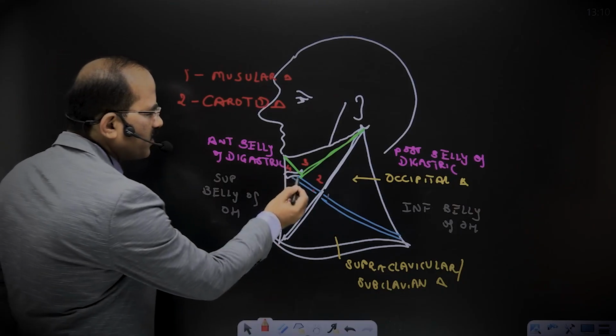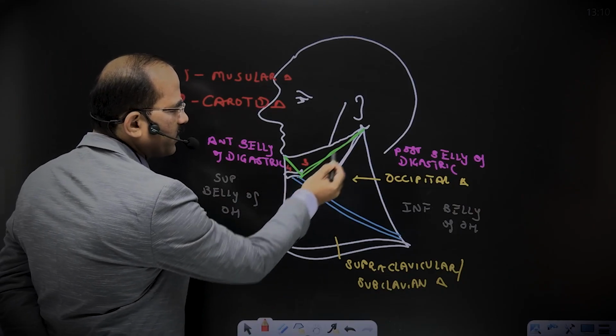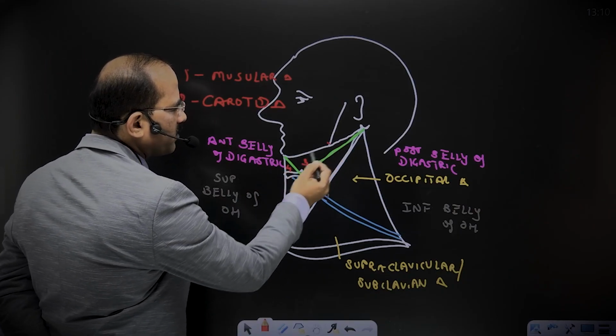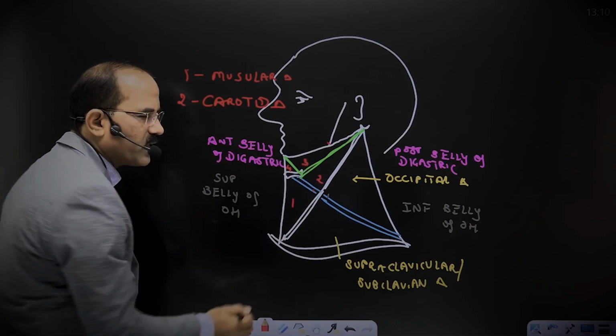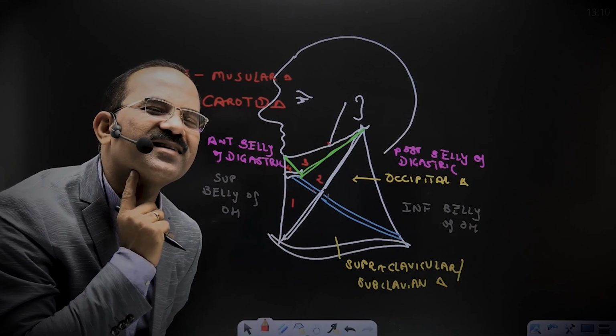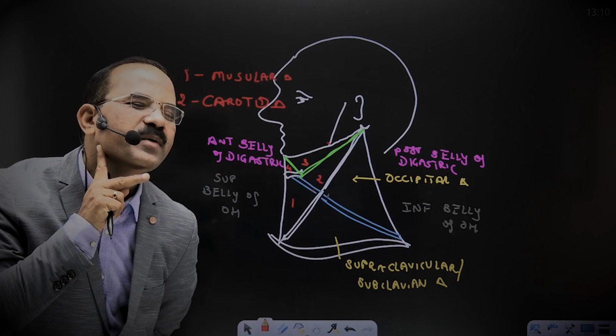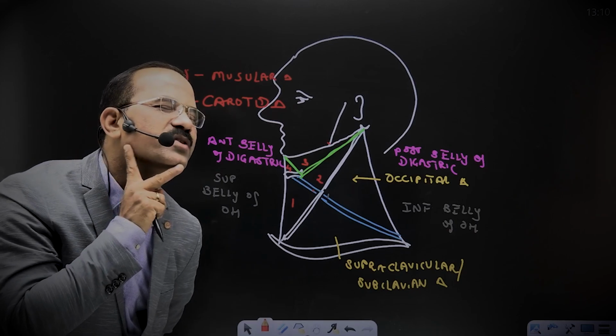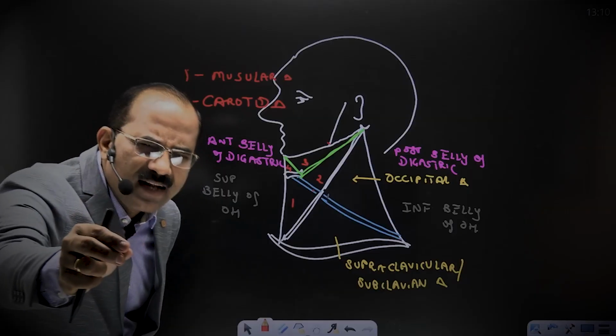That's the anterior belly of digastric. That's the posterior belly of digastric. And that's the body of the mandible. Now, in this triangle, number 3, we get a gland here. Exactly here. That's the anterior belly. That's the posterior belly. And that's the mandible. So, right here, we get a gland.